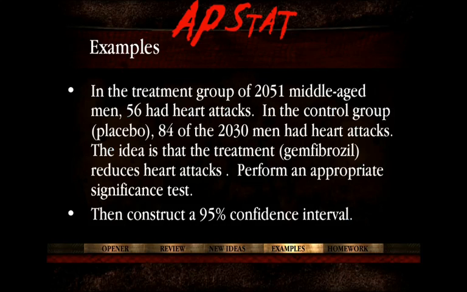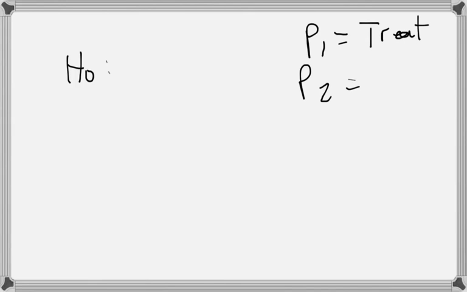Here's where you're going to have to be really careful about writing your alternative. So just for a second, let's talk about what your H0 would be. Let's say that p1 is the treatment and p2 is the placebo. So what would my null hypothesis be here? p1 minus p2 would be 0.